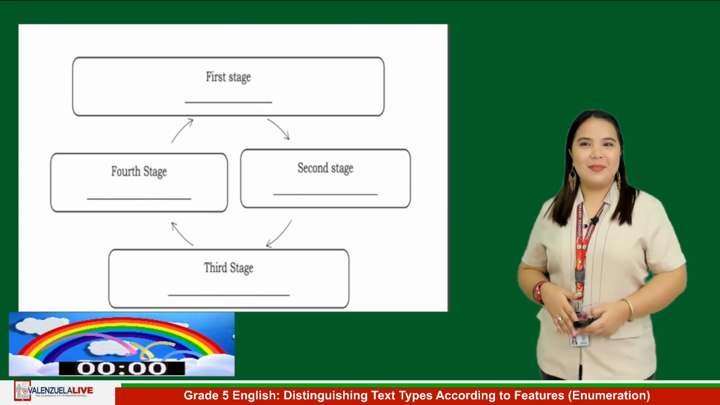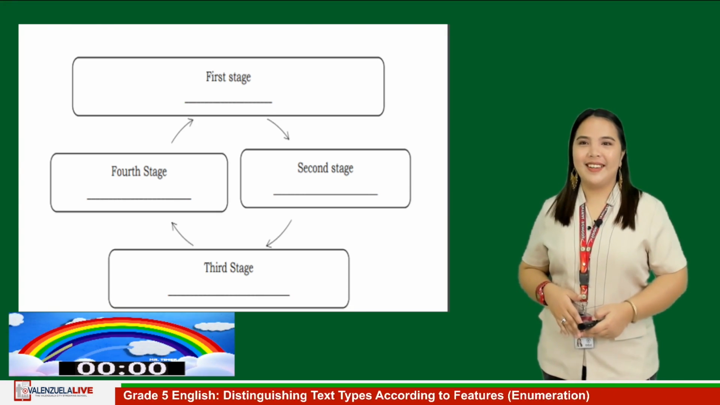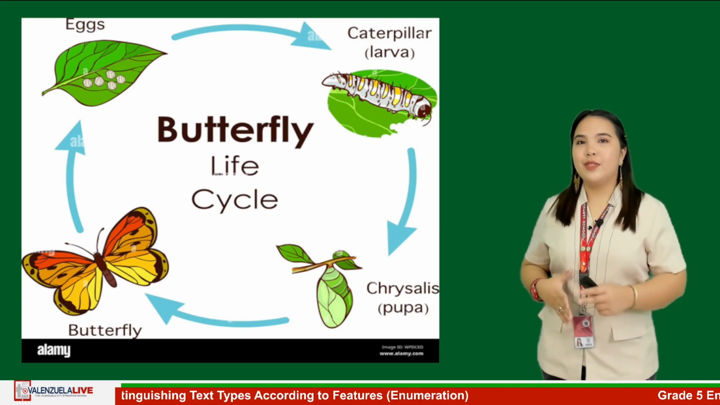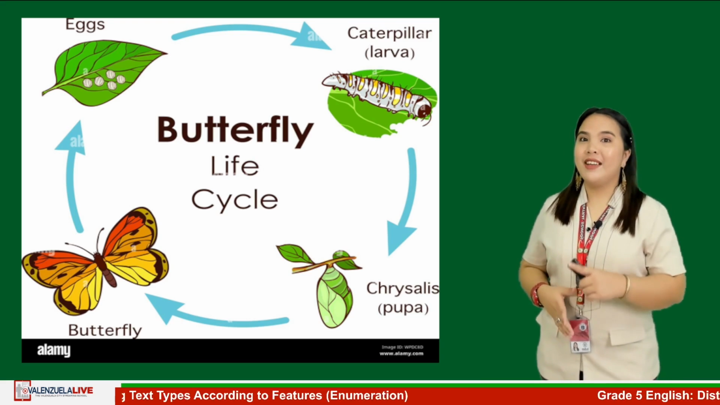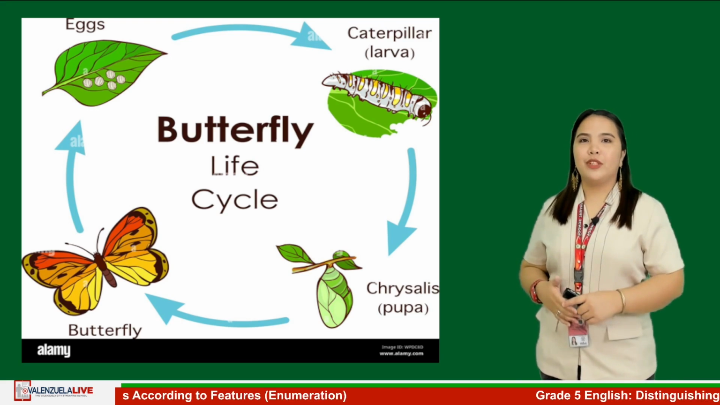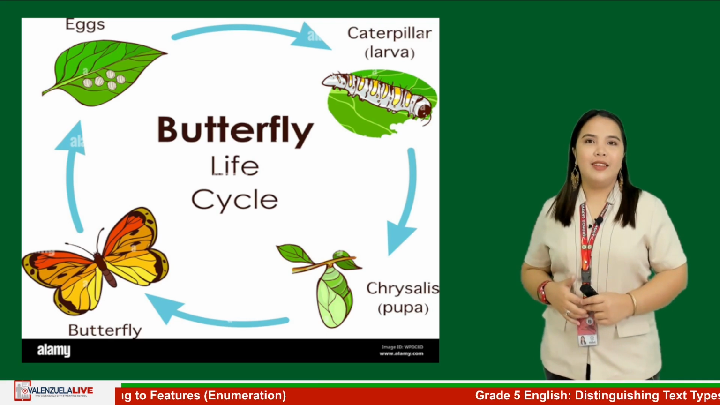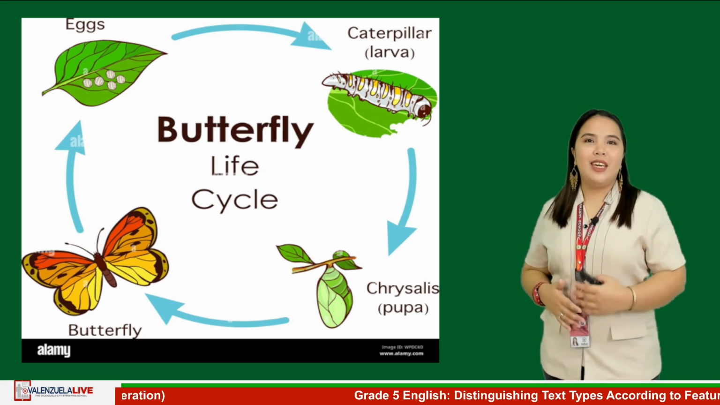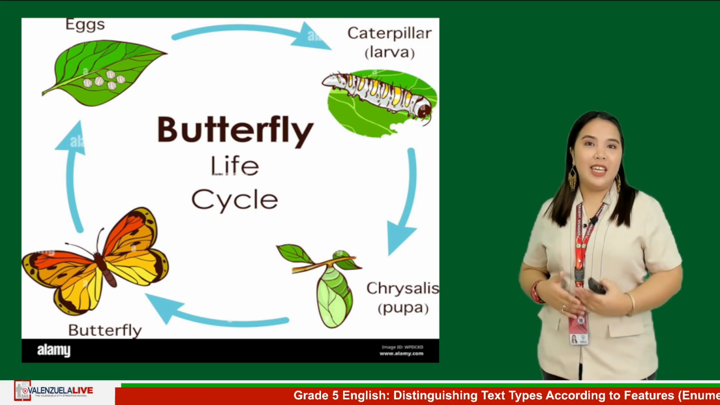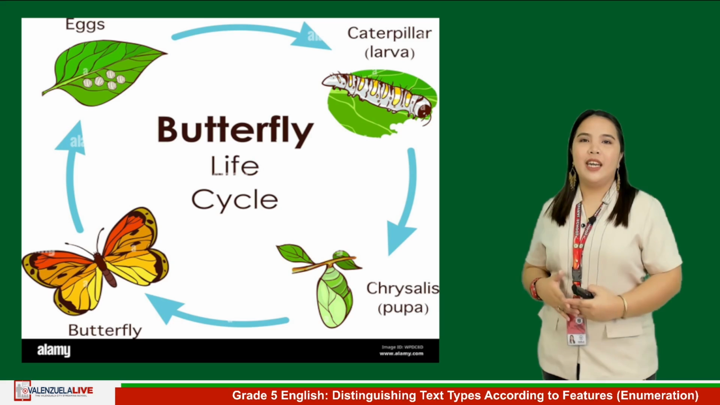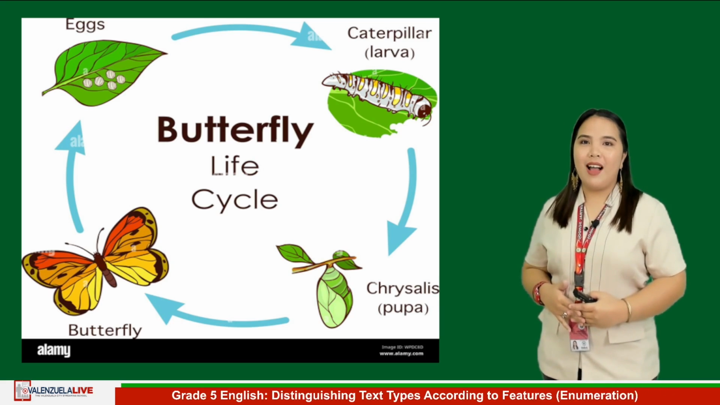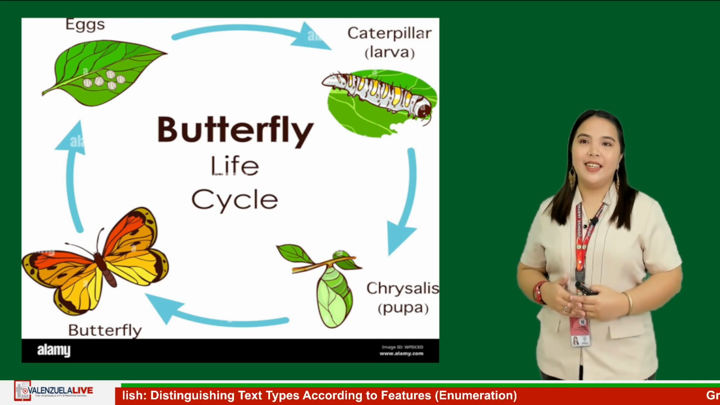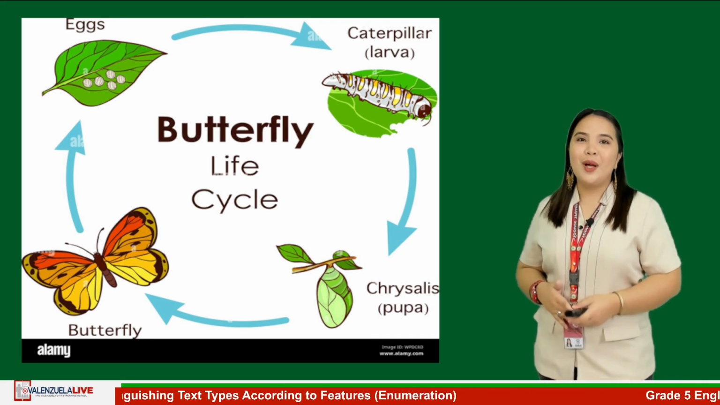And time's up. Let's check your work. The life cycle of a butterfly includes the following process. From eggs, that's the first stage, it will turn into caterpillar or larva. When this caterpillar becomes hungry, it will eat and eat the leaf or leaves and will turn into a chrysalis or pupa. After several days, it will hatch and turn into a beautiful butterfly.